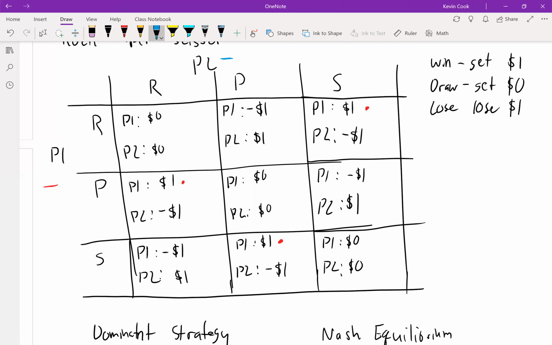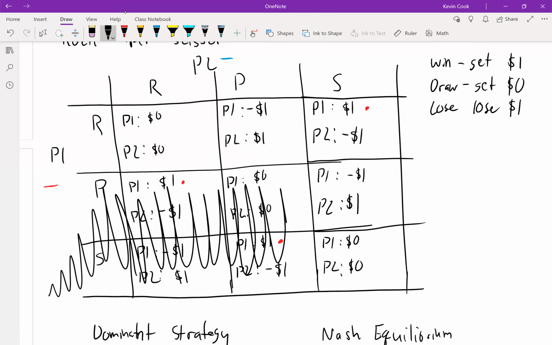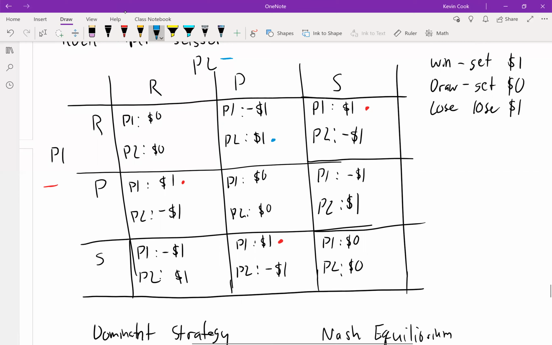And similarly, if I'm player two, I'll look at it the same way. First case, I want to see what happens if player one picks rock, in which case I have a choice of 0, 1, or -1. So I'll pick 1, pick paper. If I'm player two and I know player one picks paper, I'm going to pick scissors. And if I know player one picks scissors, I'm going to pick rock.